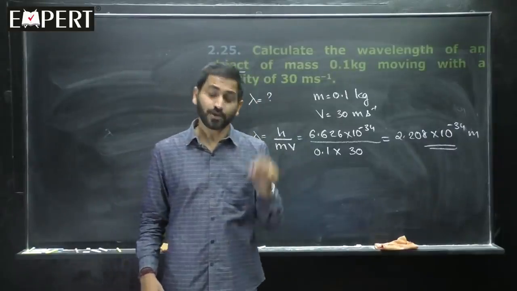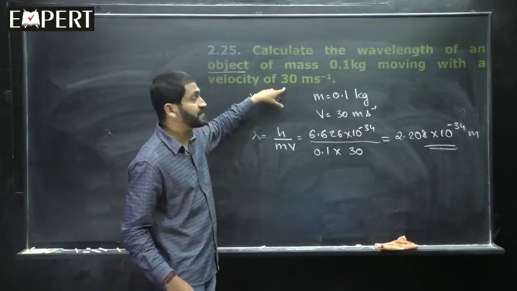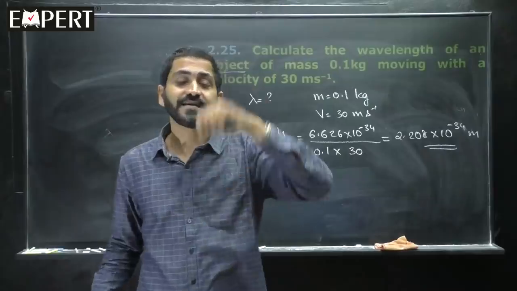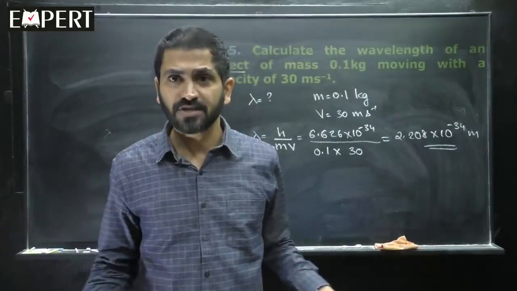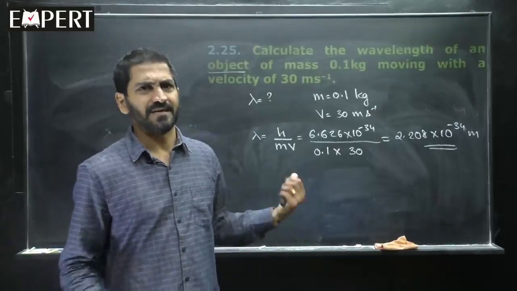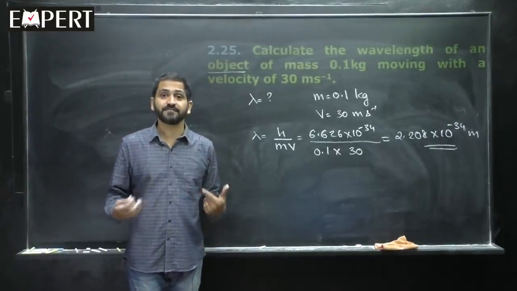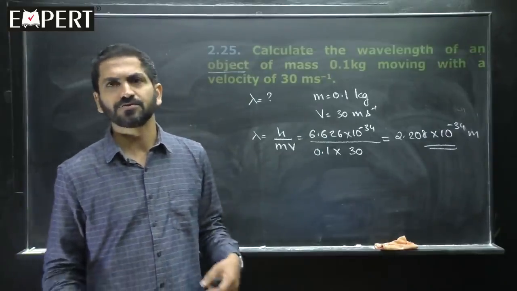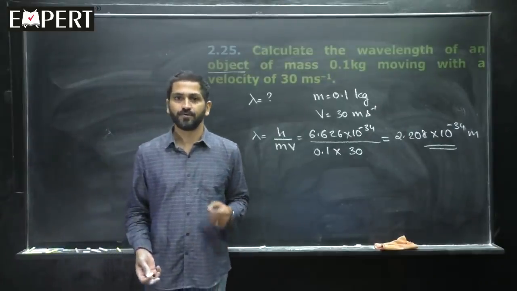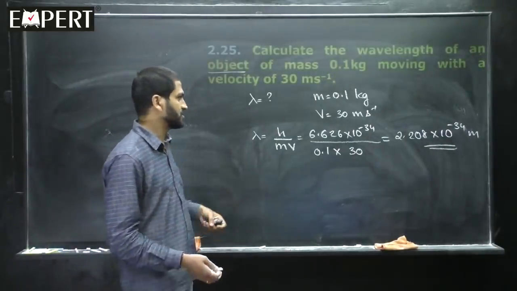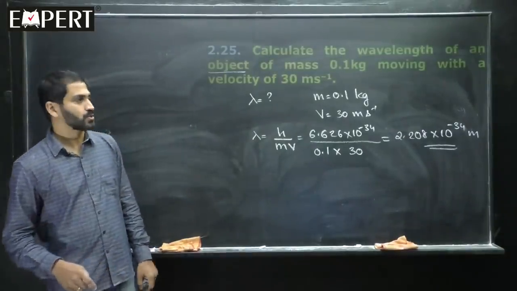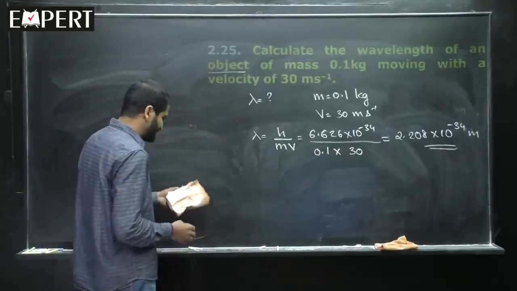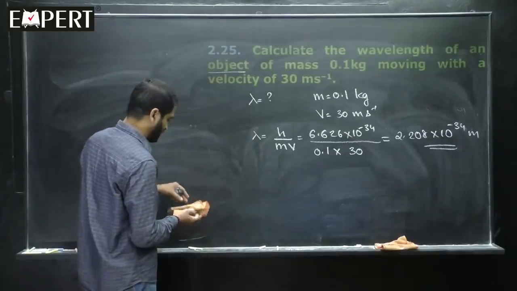2.208 into 10 to the power minus 34 meter. Just see the wavelength, it is very small. Even if it is traveling with a speed of 30 meter per second, its mass is large, so its wavelength will be very small, which you cannot measure. It means for a macroscopic object, a large mass object, we cannot say it is traveling in the form of a matter wave. But when you go to a very small subatomic particle whose mass is very small, then you can say it is traveling in the form of a wave. Please note it down. So it is clearly seen that when mass increases, wavelength decreases. This is an unmeasurable wavelength.